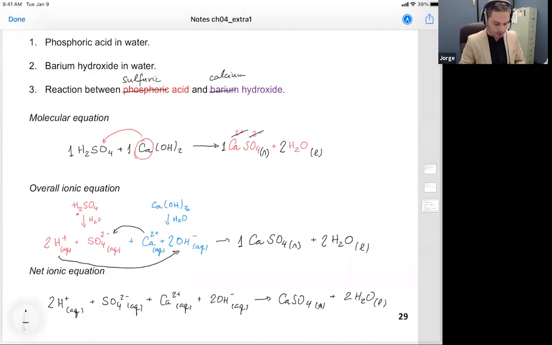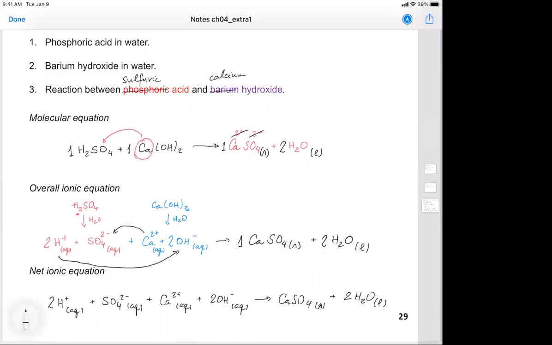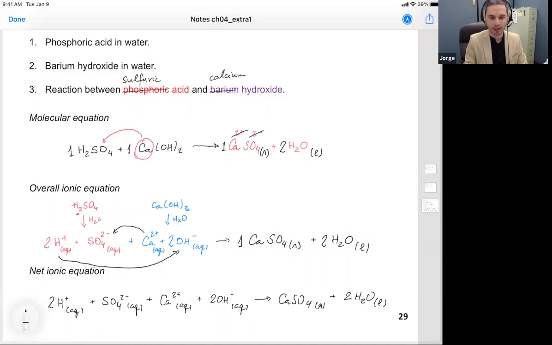So chemists are always looking for a precipitate. Why? To prove the chemical reaction happened. That's a good point, Katie. Thank you.